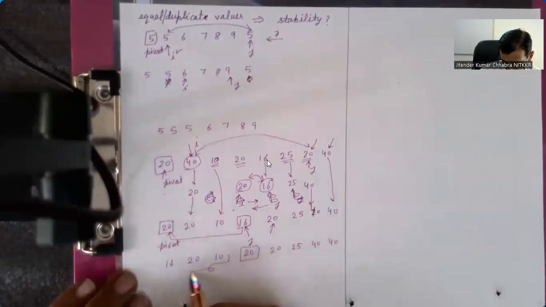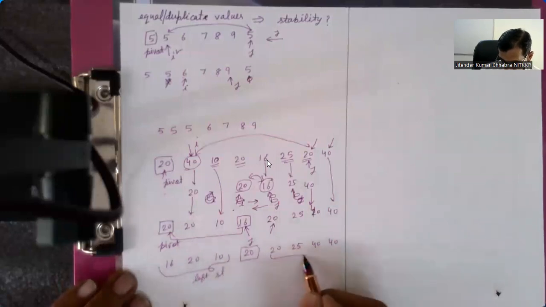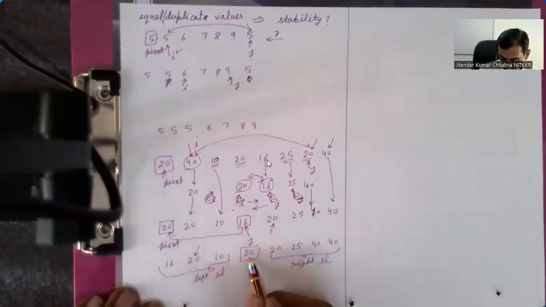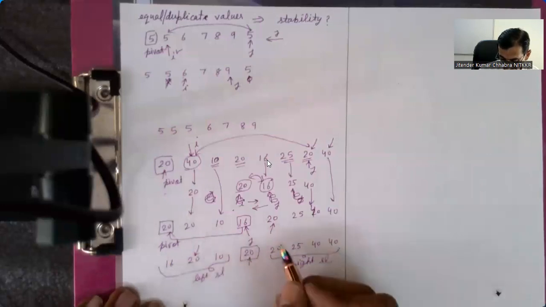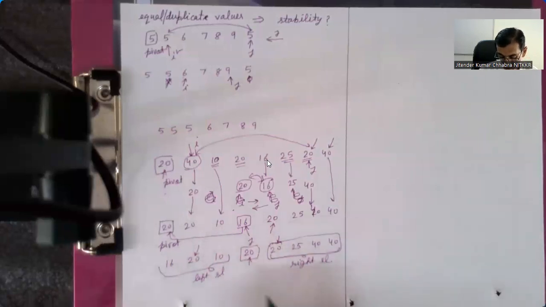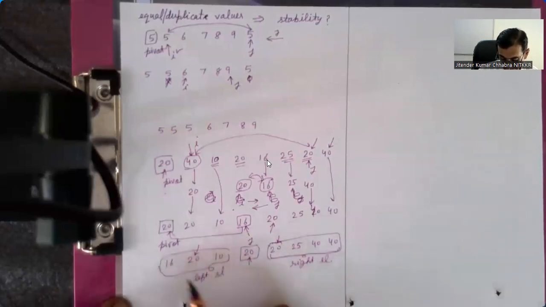So this is my left sublist. This is my right sublist. And you can easily see equal values are present in the sublists: less than or equal values than pivot are in the left sublist, greater than or equal values in the right sublist. So my definition of quicksort said that left sublist can have less than or equal to, right sublist can have greater than or equal to.